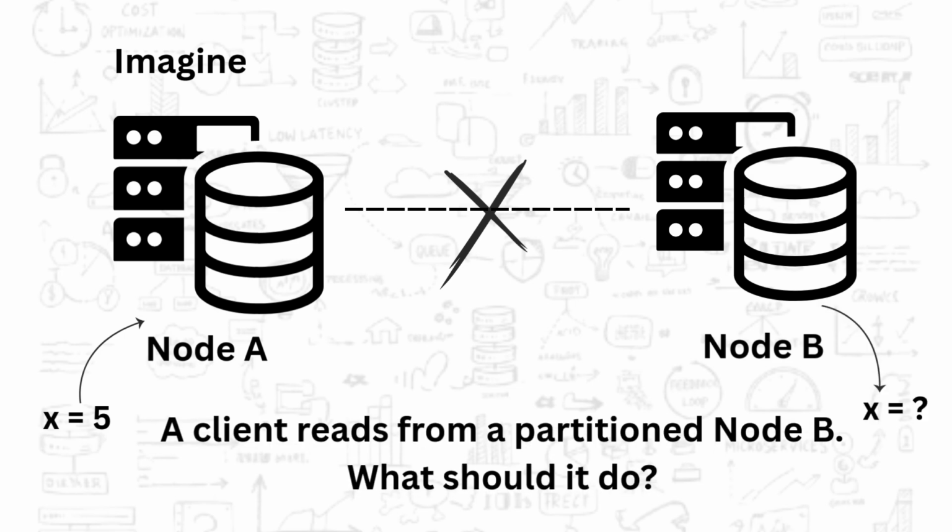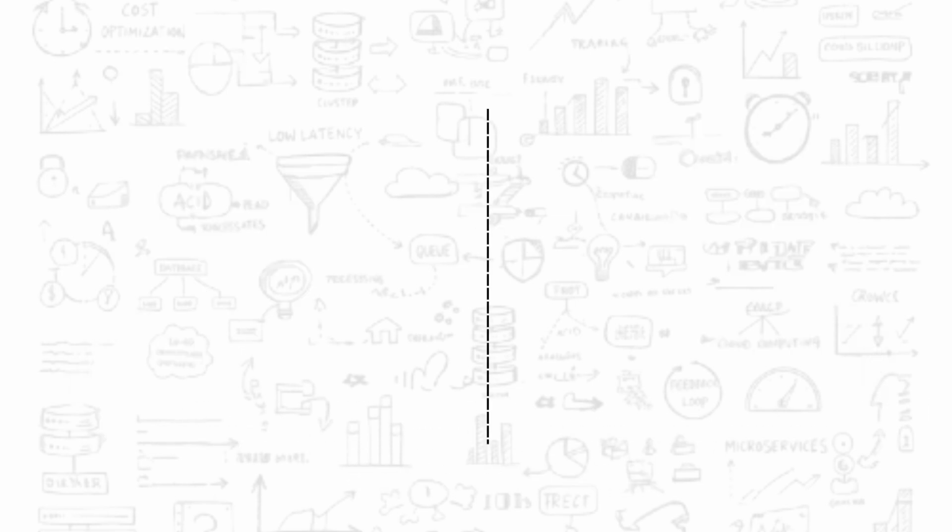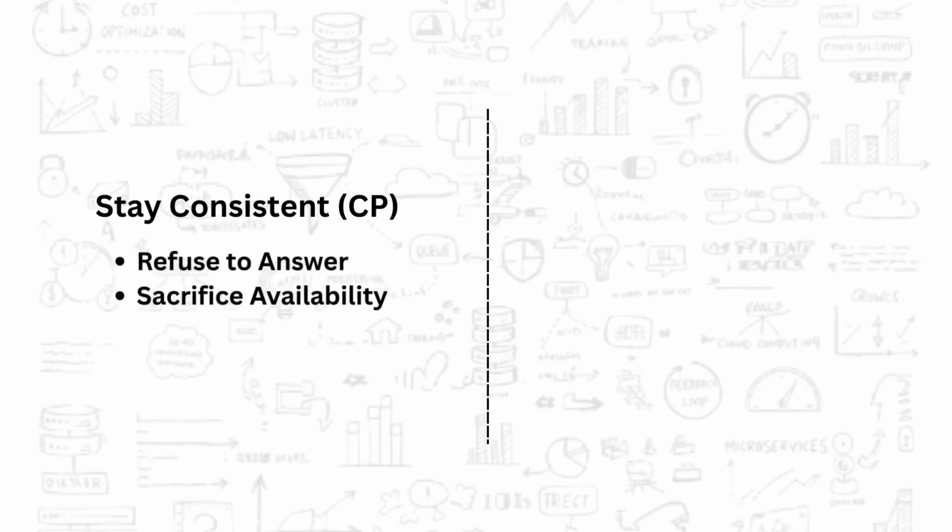So, what should node B do? Well, it only has two options, and there is no magic third choice. Option 1, it can choose consistency. It can say, "I can't reach my partner, so I have no idea if I have the latest data. I refuse to answer." It sacrifices availability to guarantee it's not wrong.